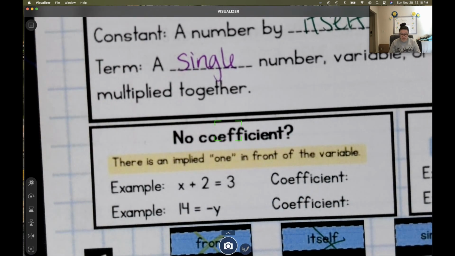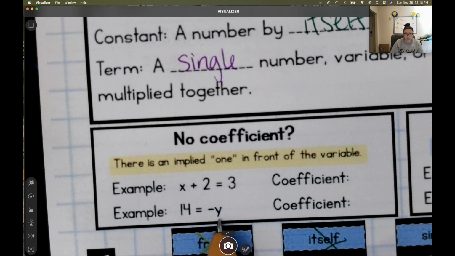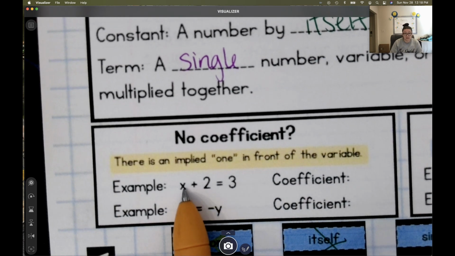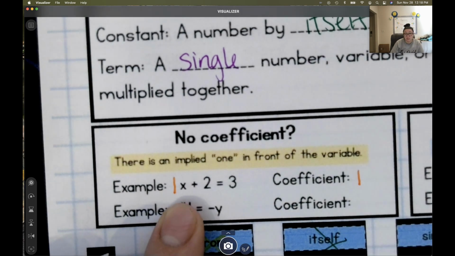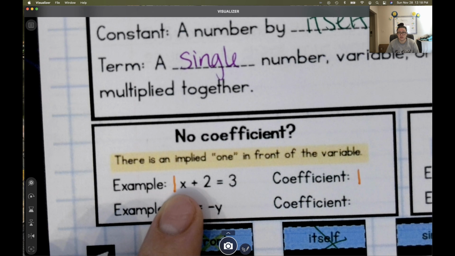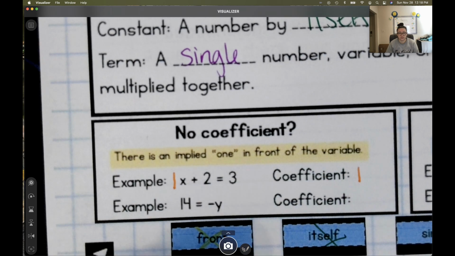So the first thing is sometimes you're not going to see a coefficient. You're not going to see a number with your variable. You might just see it by itself. If there's no number with that x, there's an implied or an invisible 1 in front of that x, really. But 1 times x is just x, so we don't really write that down. We would just write x plus 2 equals 3.